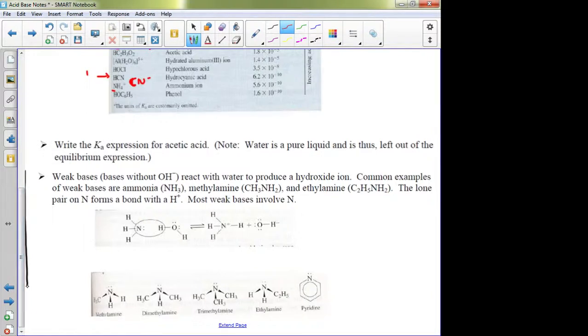So right here, it wants us to write the Ka expression for acetic acid. Well, before I can write the Ka expression, I've got to know what acetic acid is. What ion does acetic acid come from? Acetate, which is C2H3O2 negative. But to make it an acid, I do what? Add an H there, so it cancels out the charge. We're going to try to dissociate this acid in what? Water.